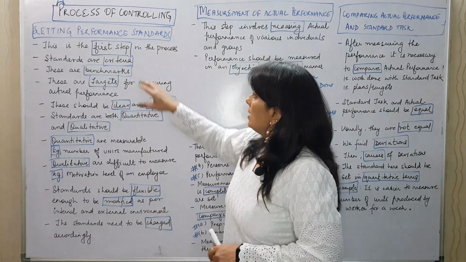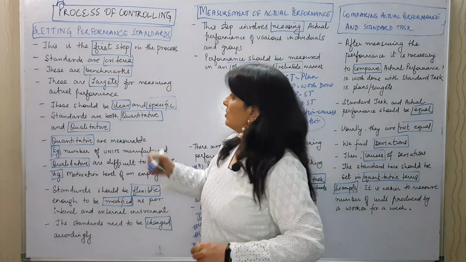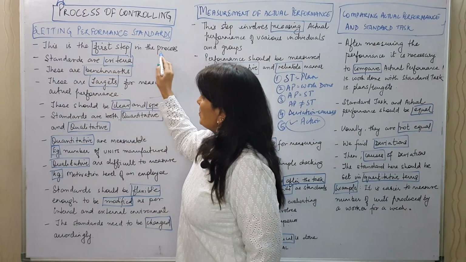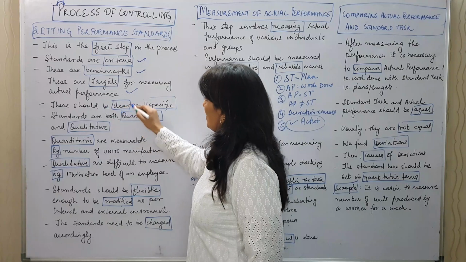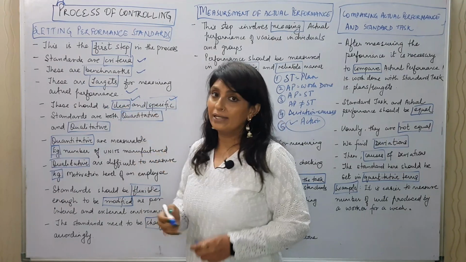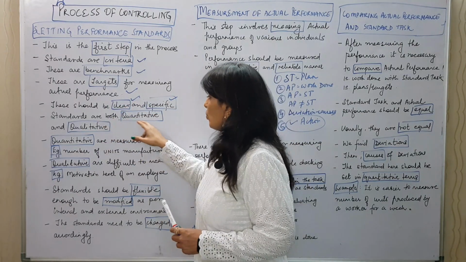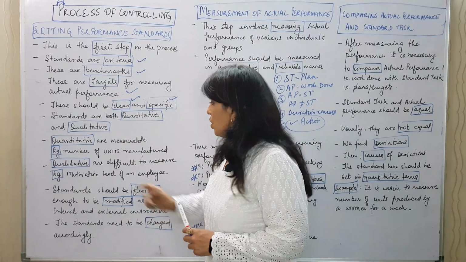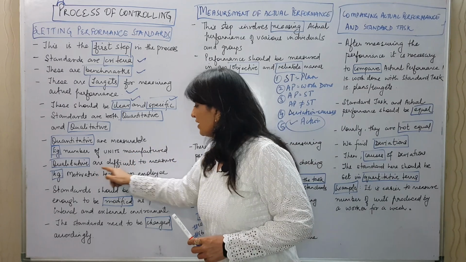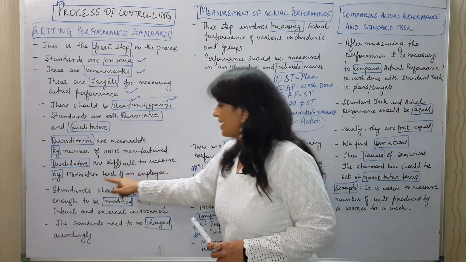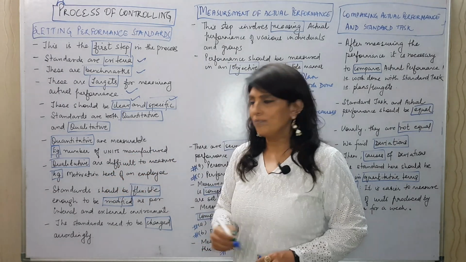Let's come to it. Setting performance standards is the first step in the process. Standards are criteria, they are benchmarks, these are targets. These should be clear, specific, and we know that standards are both quantitative and qualitative. Quantitative are measurable, for example the number of units manufactured. Qualitative are difficult to measure, for example the motivation level of an employee.